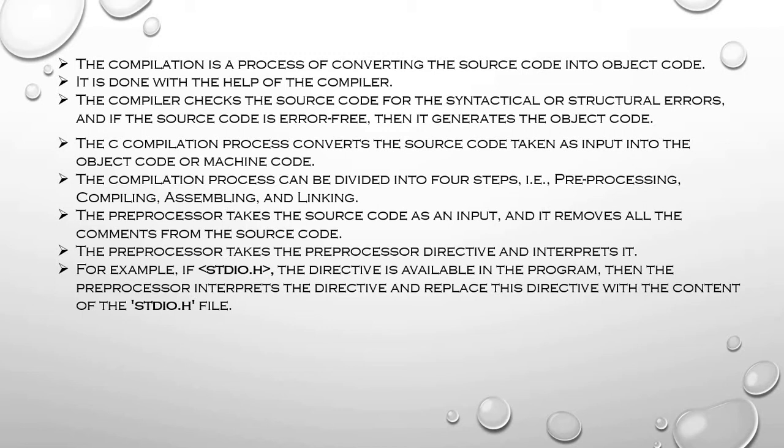The preprocessor takes the source code as an input and removes all the comments from the source code. The preprocessor takes the preprocessor directives and interprets them. For example, we are using preprocessor directives such as stdio.h, conio.h, math.h and various kinds of directives available in your C programming code. Then the preprocessor interprets that directive and replaces it with the content of the stdio.h file.